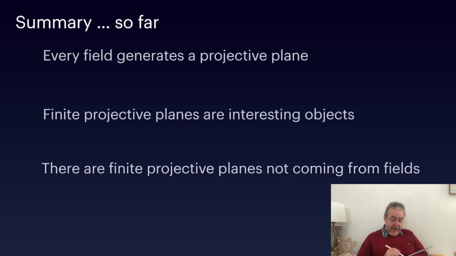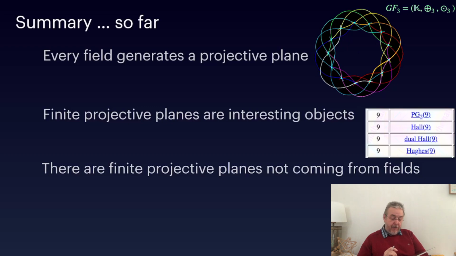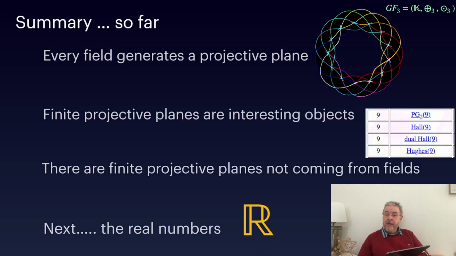So for the moment, this essentially concludes our first slot on homogeneous coordinates. And let me summarize so far. We have seen that every field generates a projective plane, and in particular finite projective planes are interesting objects. Let me, as a placeholder for those statements, just show you the picture again of the projective plane of order 3 with 13 elements. And we also have seen there are finite projective planes not coming from fields. And now we will leave the finite part of our lecture and enter the real numbers and deal with continuous structures in projective planes. See you in the next slot.